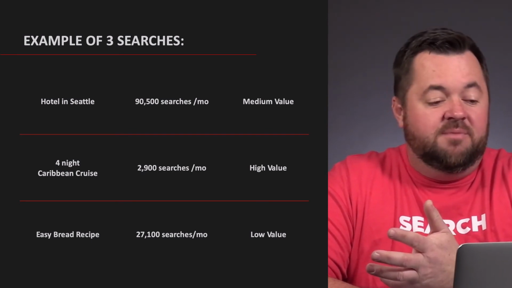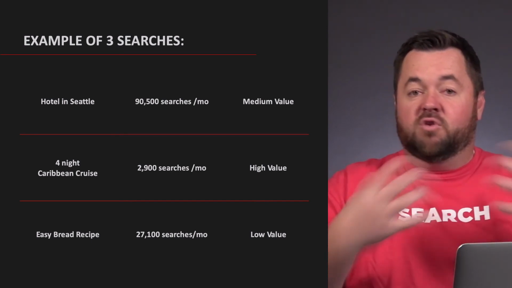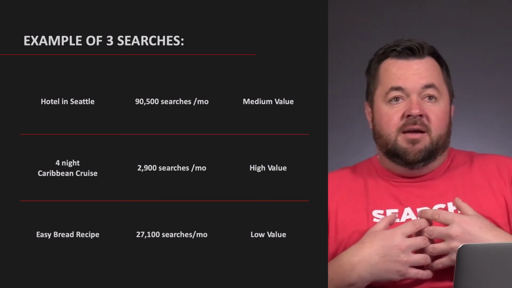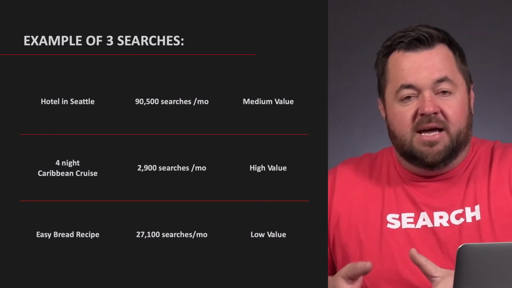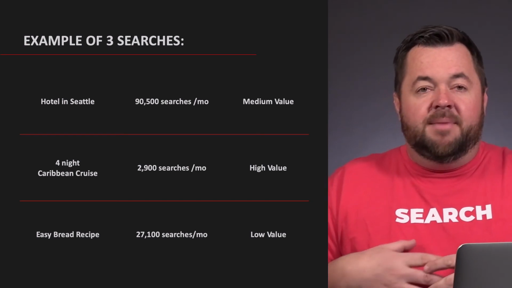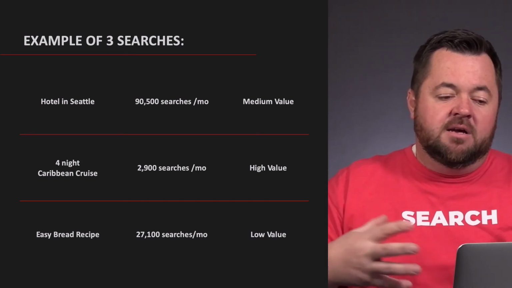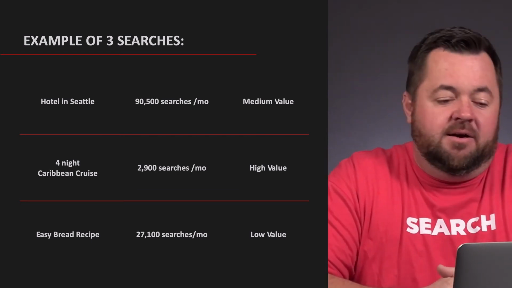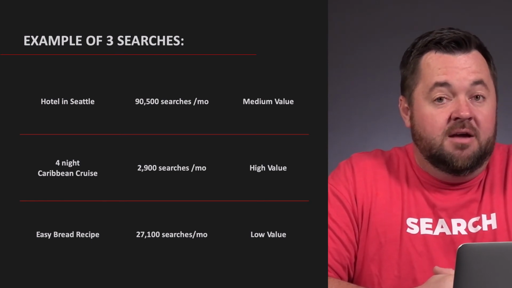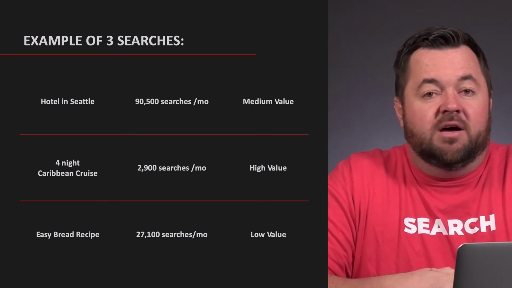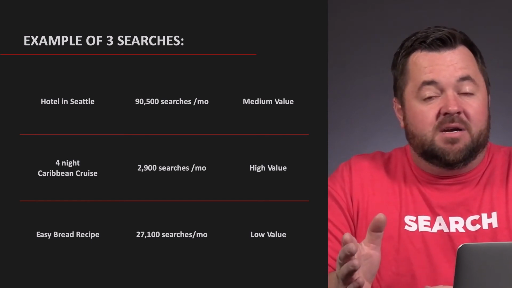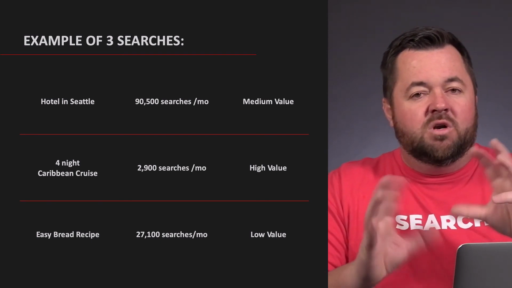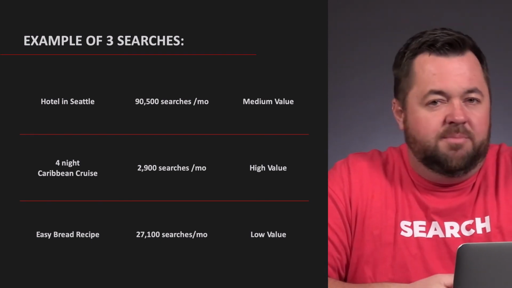Now, the reason why we call it medium value is this is somebody who's looking for a hotel in Seattle, but it's not a very specific query. It's not necessarily, I'm looking for the downtown Seattle Marriott, but I'm actually just kind of investigating, and I'm looking at, give me information on what hotels are out there. So at 90,000 searches a month, this might be a very valid search term for a hotel to go after, but without it being very specific about neighborhood, about brand of hotel, about type of hotel, we're not going to say that this has a super high value to the business.